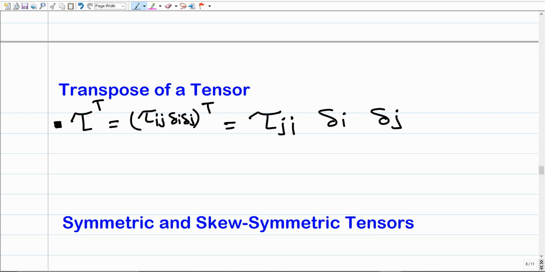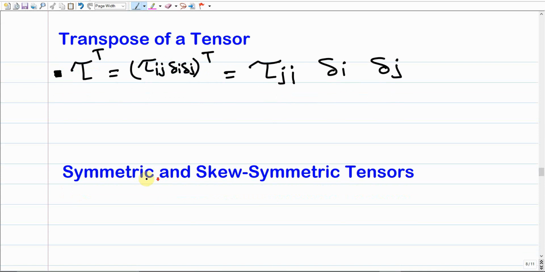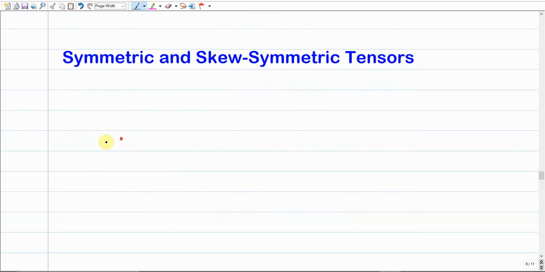Simply, the transpose is just swapping the components or the indices of the components, but there is no swapping of the unit vectors. Make sense? How about the symmetric and skew-symmetric tensor?